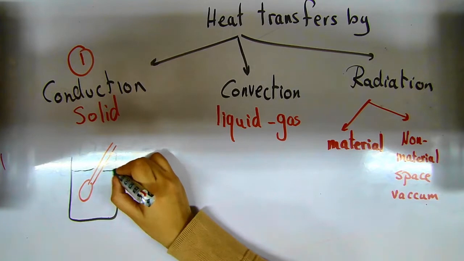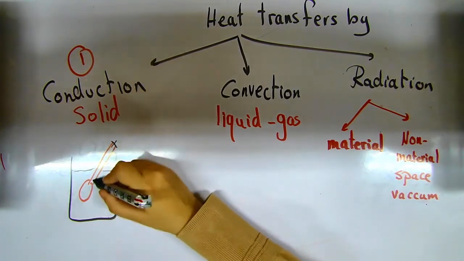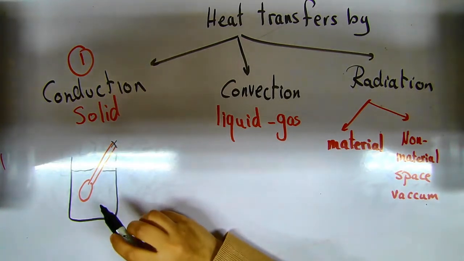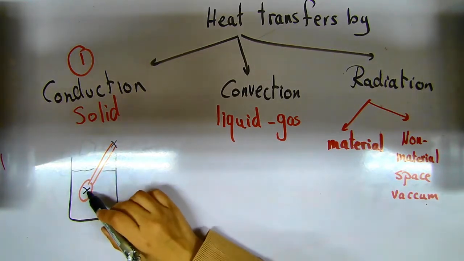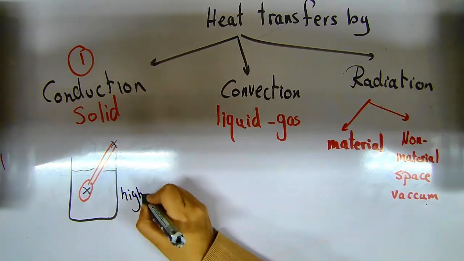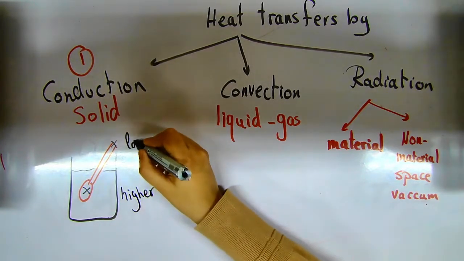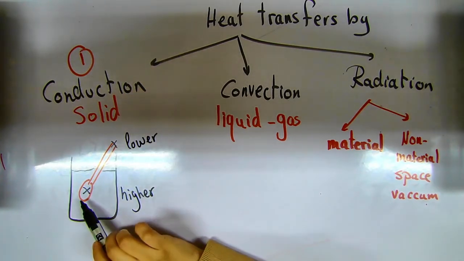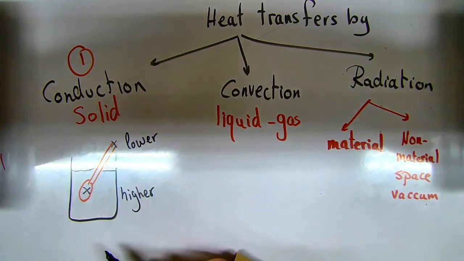This is a hot cup of tea, and if you touch the hot spoon, you will find after a while it became hot. So heat transfers from the part of the spoon which is inside the tea, which is higher in temperature, to the part which is lower in temperature. So in conduction, heat transfers from the high temperature part to the lower temperature part.